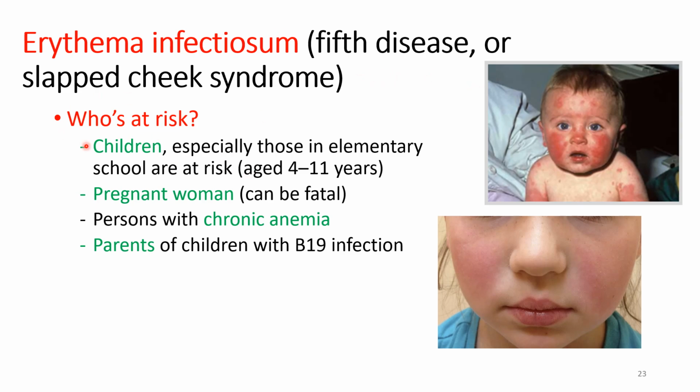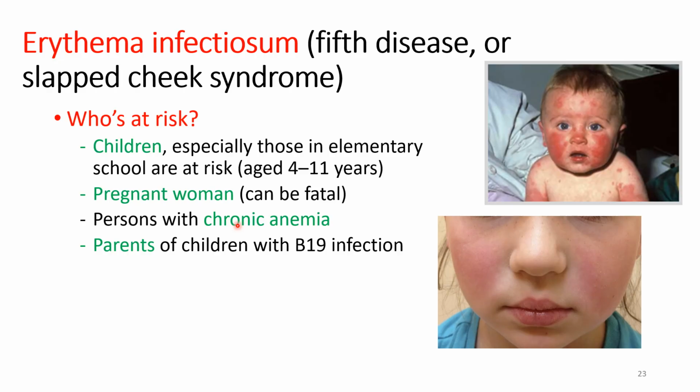Now, who is at risk? Of course, children are particularly at risk, particularly those in elementary school where there's a lot of mixing between children, so those aged 4 to 11 years. Now, in pregnant women, the disease could be very serious and would have really bad outcomes on the fetus. Okay, it's particularly dangerous also in people with chronic anemia. In patients with chronic anemia, we could have what we call an aplastic crisis.